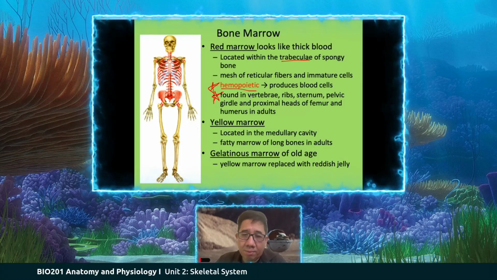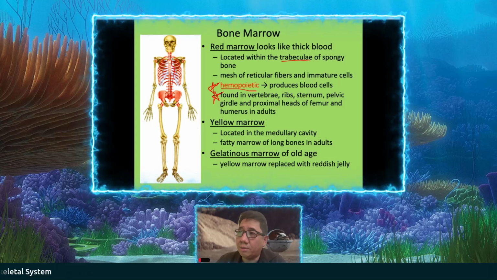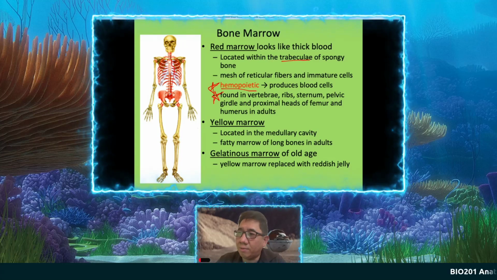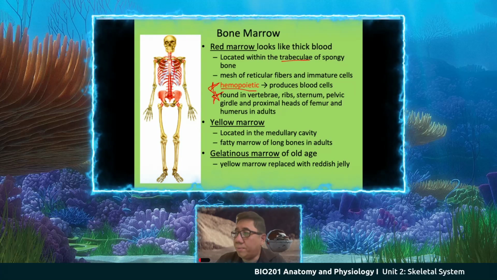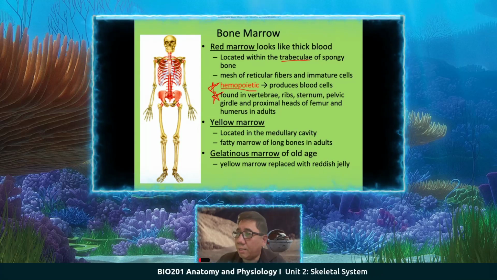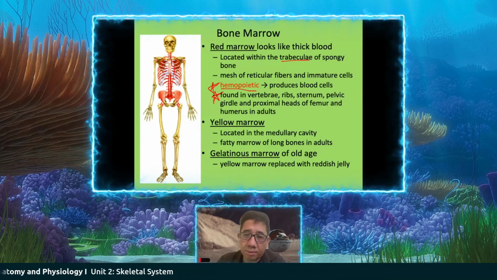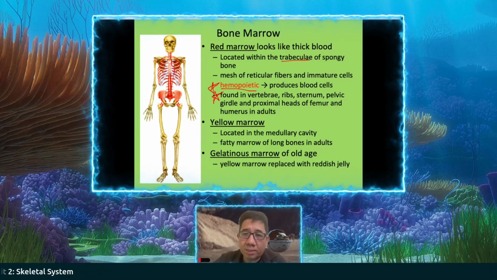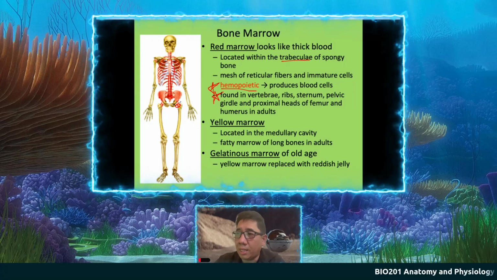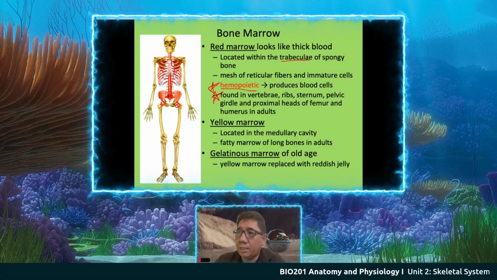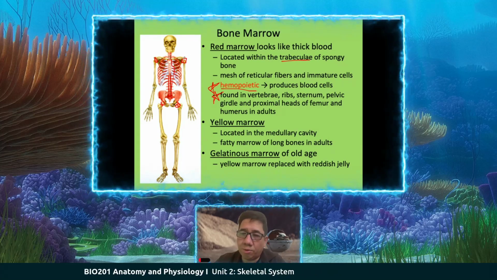Where can we find the red bone marrow? It's in your vertebrae. You can see these are your vertebrae. Then you have your ribs, your sternum, your pelvic girdle, and your proximal heads of femurs and humerus in the adult. These are good sources, places where you actually make your blood.